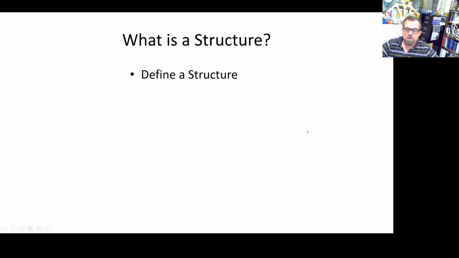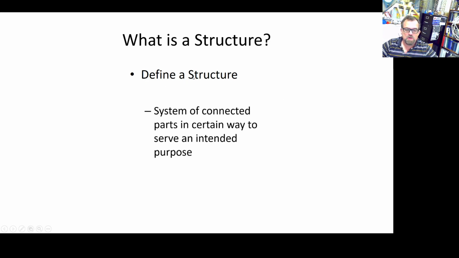So what is a structure? I always start my lectures like that. Big open question, what is a structure? And then I ask the students, and they start, oh, a structure is, I don't know, a building. Yeah, a building is a structure, but this is not the definition of a structure. Or, define a structure. Okay, a bridge. Yeah, a bridge is a structure, but it's not the definition for a structure. So basically, a structure is a system of connected parts in a certain way to serve an intended purpose. And I know this is a very, very broad concept, and it's true. The skeletal system, that's a structure. Also a system of connected parts in a certain way to serve an intended purpose.